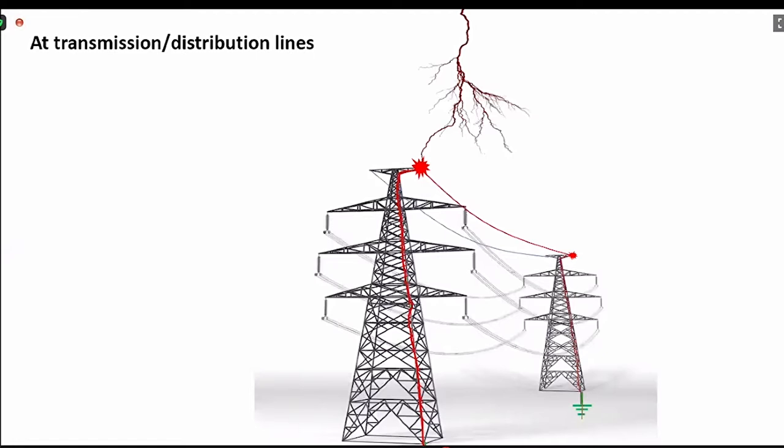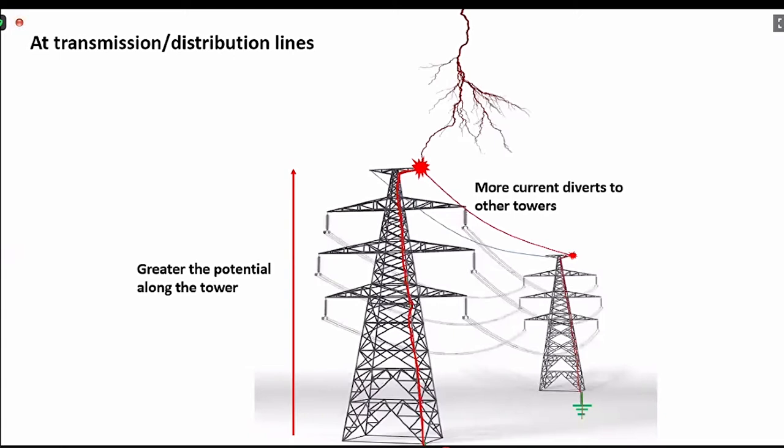And if the tower has a high resistance, TFR is for tower footing resistance. So if there is a high tower footing resistance, then there will be a large voltage developed with respect to the earth along the tower, so that a significant amount of current will go through the shielding wire, the wire at the top, and then the current gets diverted into the earthing system of the other tower. It happens on the other side as well. There will be several towers where the lightning current is distributed, so that the greater the potential along the tower, the more current diverts to other towers.